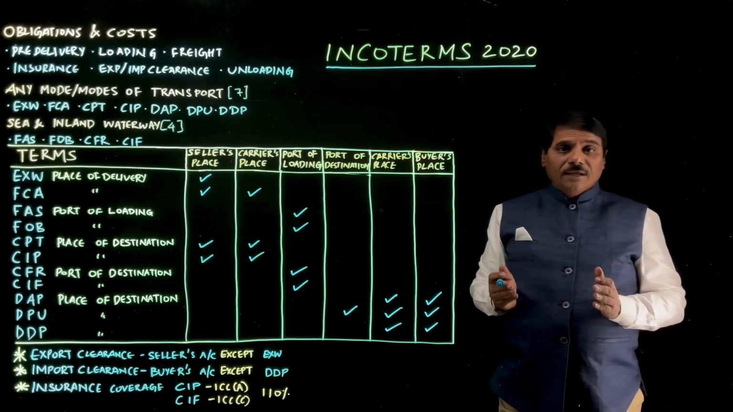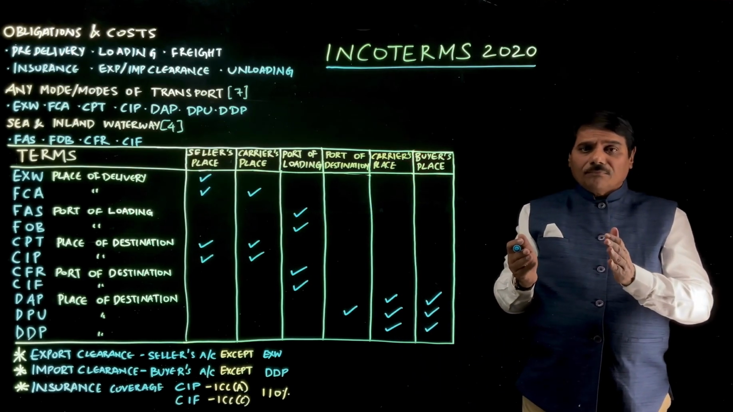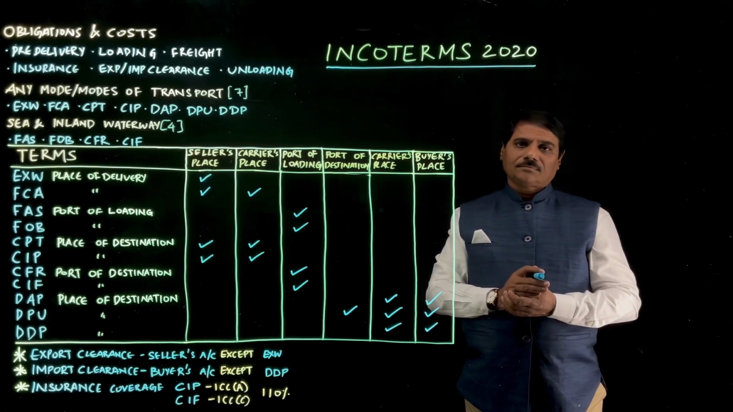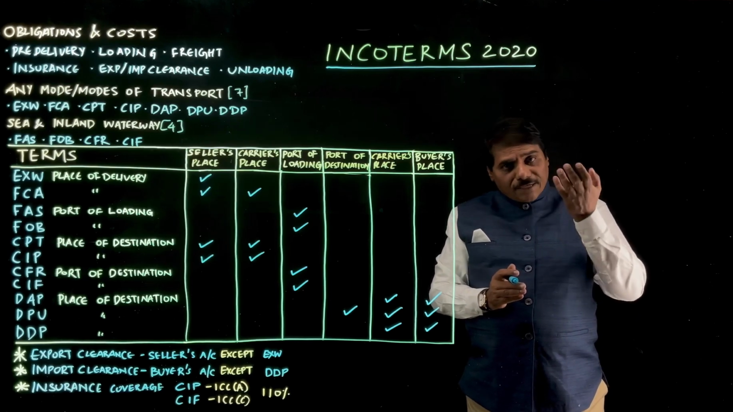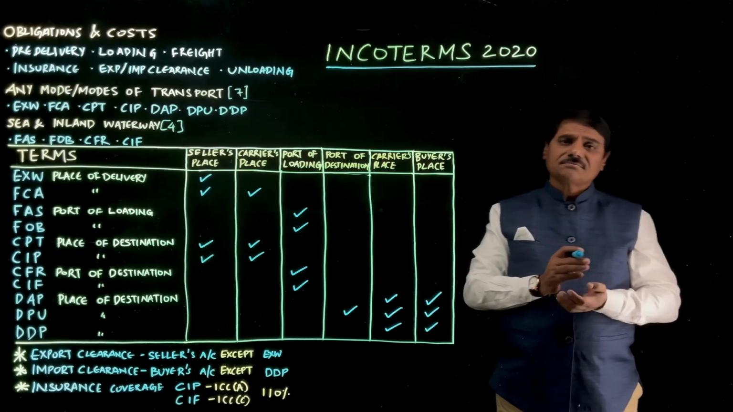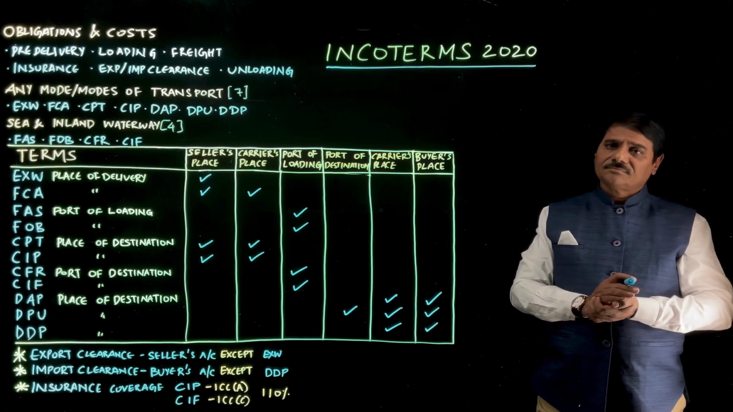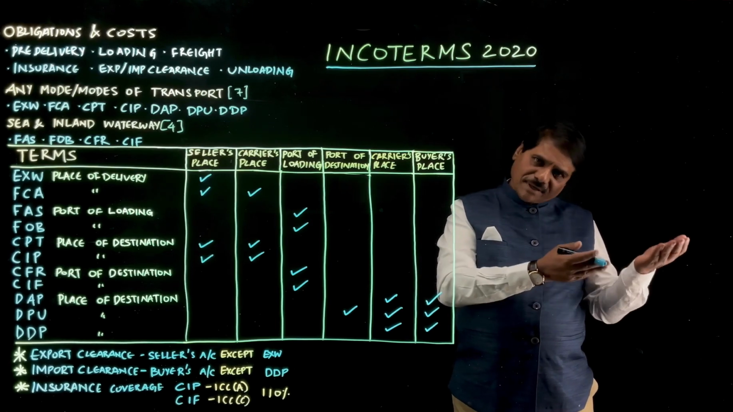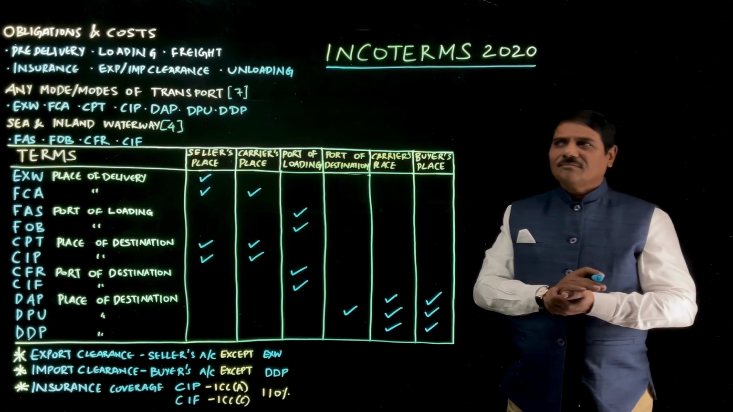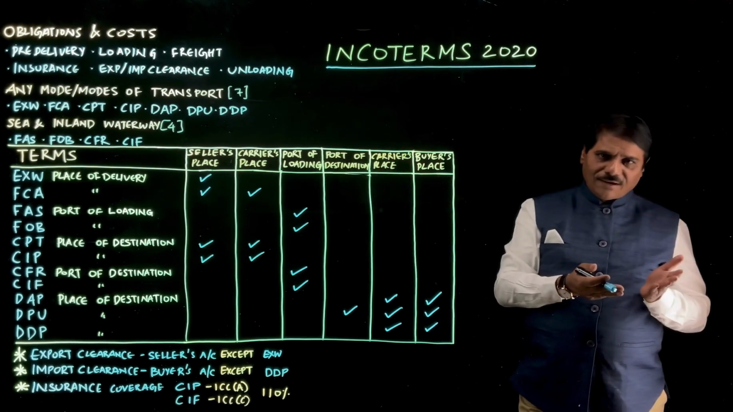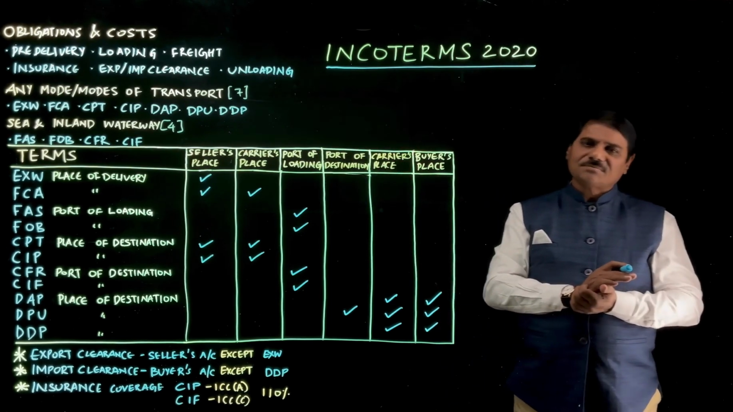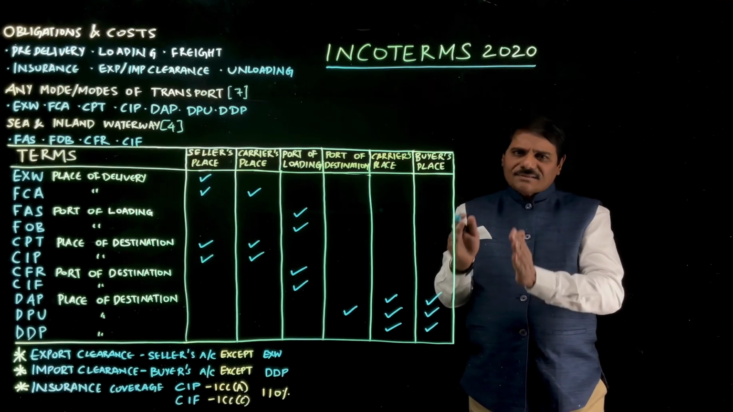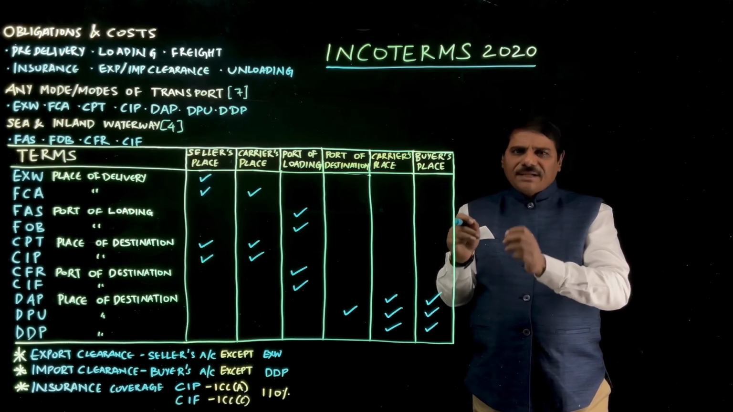And if the goods are bought in the course of export, then the buyer is responsible to get the export clearance. And anyway, in the buyer's country, import clearance is the buyer's responsibility. And unloading charges at the buyer's place, anyway, are the buyer's responsibility. So the seller's risk and responsibility is very minimum.